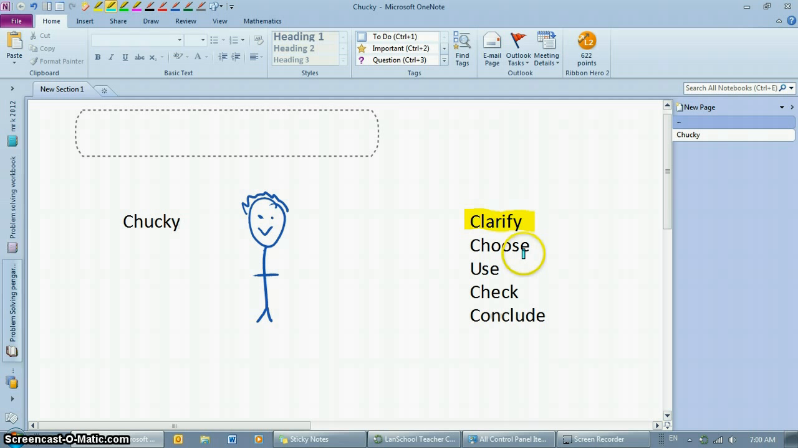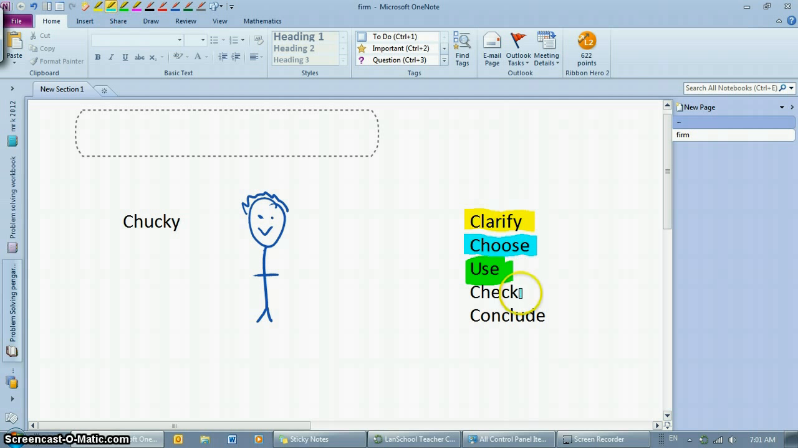Now, choose is related to the strategies we wish to use. For instance, guess and check, drawing a diagram, or working backwards. Okay, and that's what we'll get into in the later episodes. Okay, use is where we use that strategy to solve the problem using our mathematics or whatever we need.